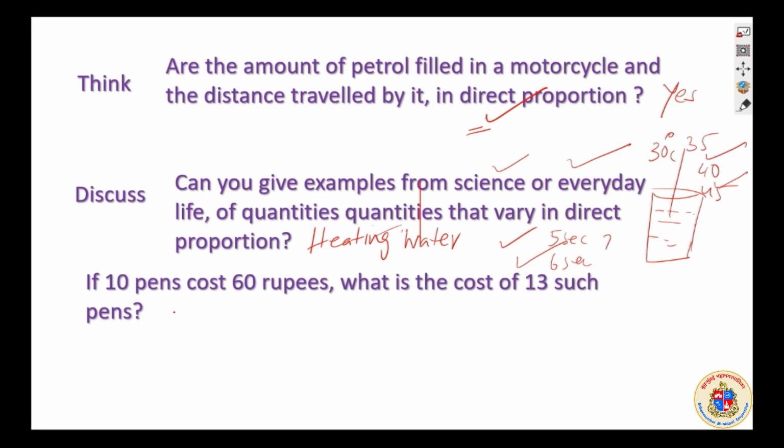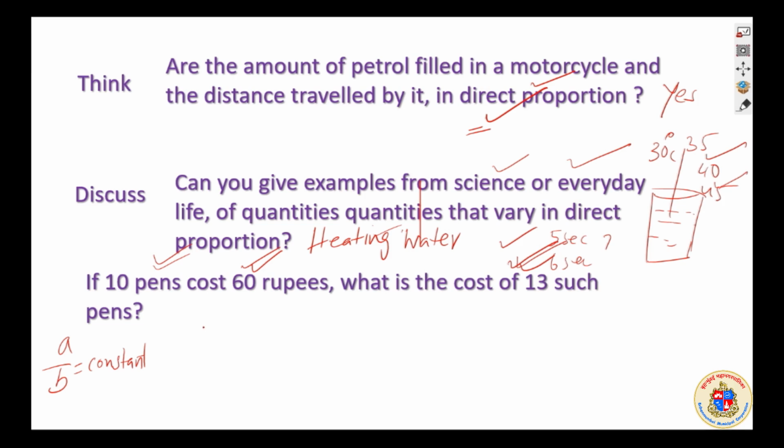Now here is a question. If 10 pens cost 60 rupees, what is the cost of 13 such pens? ये क्यों डायरेक्ट प्रोपोर्शन में आया? बिकॉज डायरेक्ट प्रोपोर्शन से हमको मालूम पड़ा, a upon b is a constant, same answer मिलेगा. तो हमको पूछना है ये डायरेक्ट प्रोपोर्शन है क्या? 10 पेन्स कॉस्ट 60 रुपीज़, 13 ज़्यादा ही होगा. 10 से 13 हो गया तो कॉस्ट भी ज़्यादा होगा. सो दिस इज अ वेरी टिपिकल एग्जाम्पल फॉर डायरेक्ट प्रोपोर्शन.